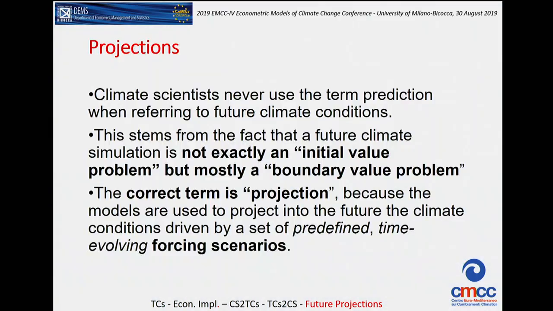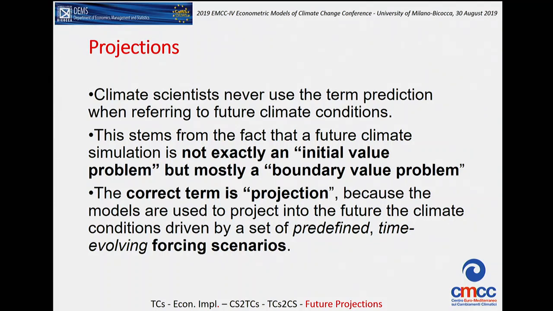What do we expect for the future? When we talk about the future, we talk about projection. So we never say that we predict something on a long time scale. What we do is to project different conditions in a future period. Typically, we go to the end of the current century with our projection.